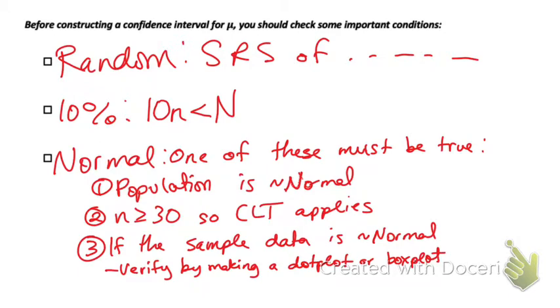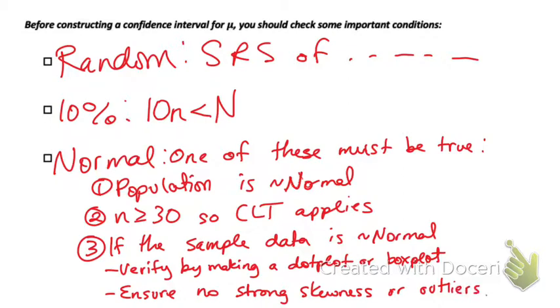Unit 1. Ensure no strong skewness or outliers. Aren't you guys excited you get to make dot plots and box plots again? Yes, actually. All right, now I have a question for you guys.